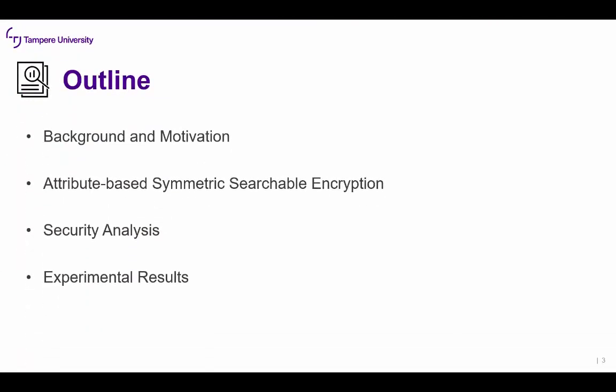So the outline of this paper is as follows. First, we talk a little bit about the background elements of SSE and our motivation for this work. Then we present briefly our attribute-based symmetric searchable encryption scheme, which is followed by its security analysis. Finally, we conclude this presentation by presenting some experimental results of this work.